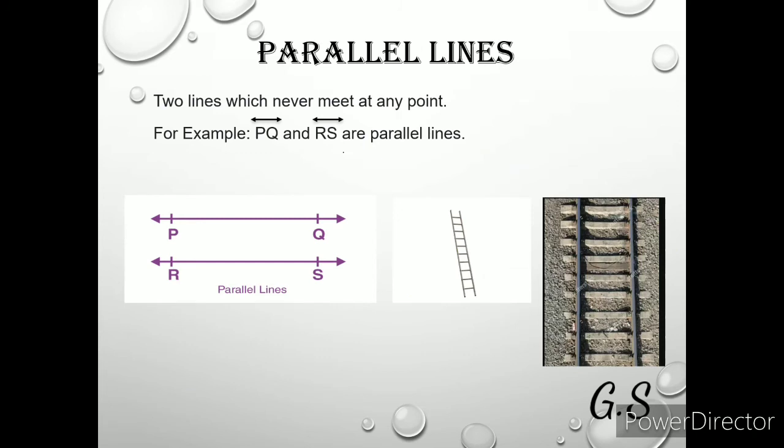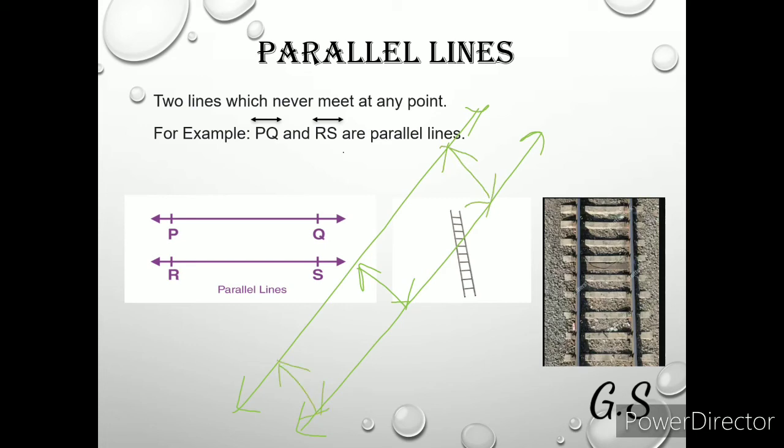Now we will see parallel lines. What are parallel lines? Two lines which never meet. What does it mean? If we draw two lines, they should not meet at any point, even if we draw them endlessly. The distance between both lines should be equal from the starting to the ending point. It should not be less or more at any point. If it is 2 centimeter here, it should also be 2 centimeter there.